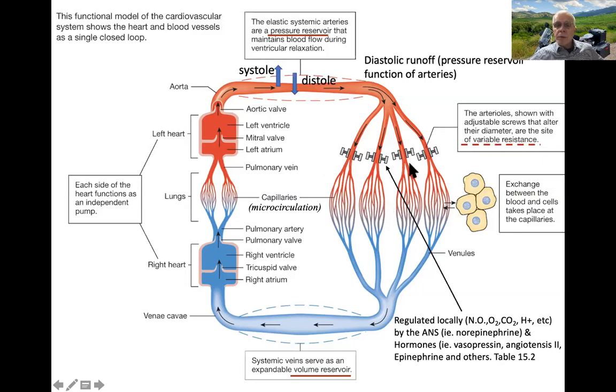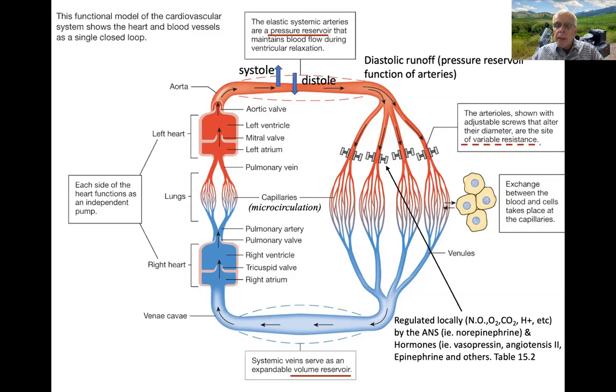Again, this variable resistance can be regulated by the autonomic nervous system, but also by local metabolites. I've indicated a few, but not all of them here. Nitric oxide is actually produced by the endothelial cells of blood vessels. Oxygen and CO2, of course, we have a pretty good idea where those are coming from. The hydrogen ion is a waste product, but there's other metabolites that regulate this level of resistance that we'll talk about shortly.